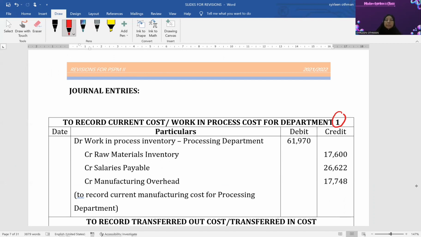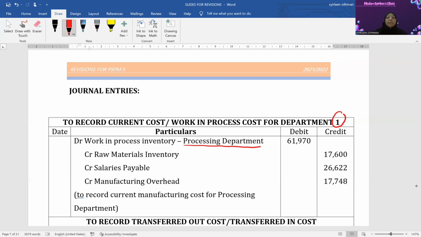Okay, cuma bezanya sebab topik 8 the process berlaku dalam department yang berbeza, so you need to tag the WIP inventory. Kalau dekat topic 7, you don't have any separated departments sebab we calculate the cost based on job untuk satu kerja yang penuh. Okay, tapi for topic 8, we calculate the cost based on the department. All right. So now we are doing for the processing department. So I need to make sure my WIP is tagged together with the name of the department.